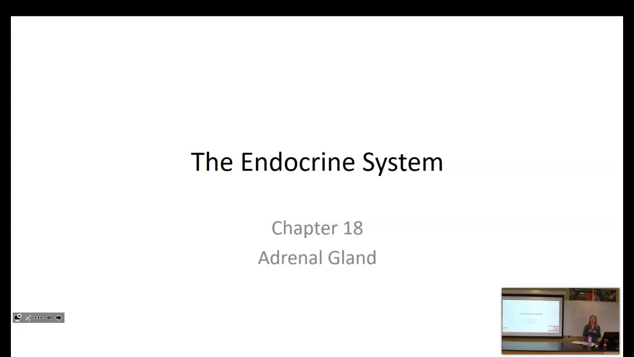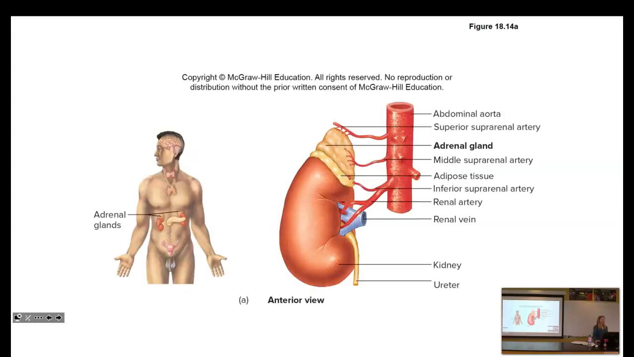Okay, we're back. We're still talking about the endocrine system, and this video is going to focus on the adrenal gland. Now, the adrenal gland, renal, is a root that should make you think of the kidney. And so here we see the adrenal gland sitting like a little hat right on top of each kidney. So we do have two adrenal glands.